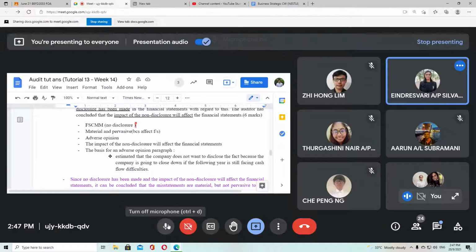It means that a company's financial statements are misrepresented or misstated and do not accurately reflect its position. Adverse opinion means the financial statements do not present a true and fair view.